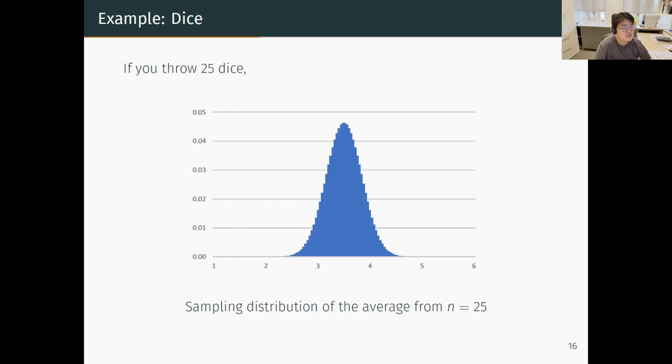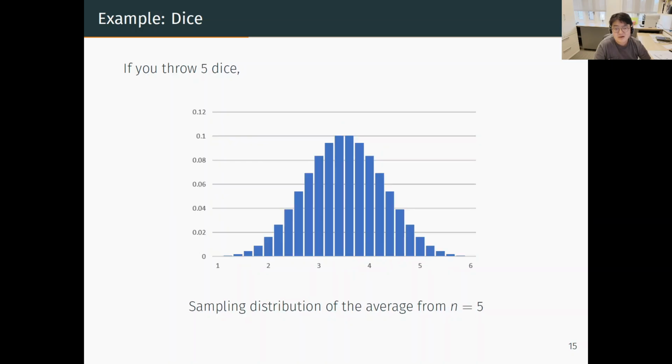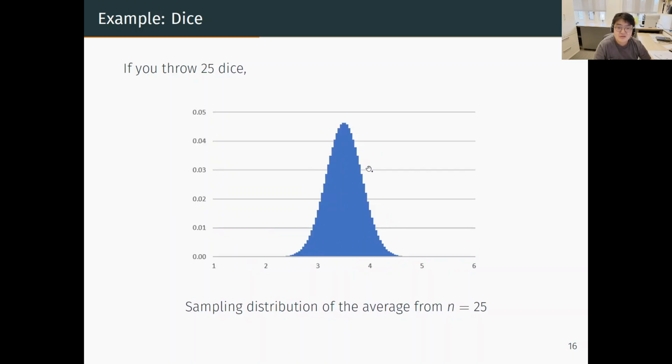And what you can see here is now you see the idea. In the end, it looks like a bell curve. This is normal distribution, right? Pretty much like a normal distribution.